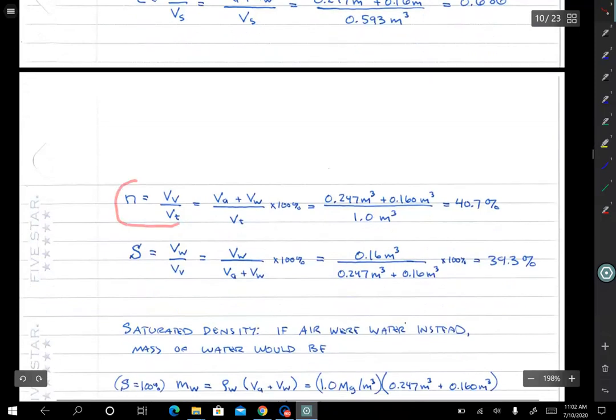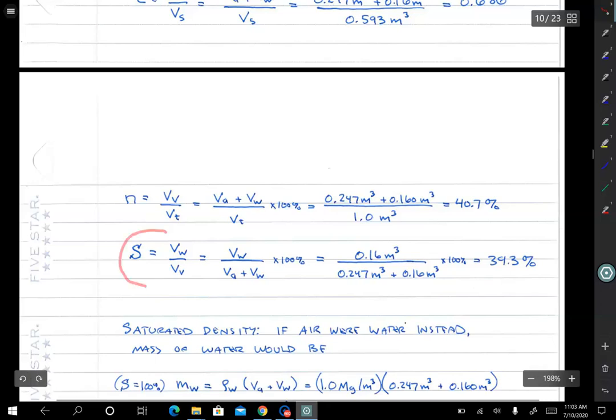Porosity is volume of voids divided by total volume. You can plug these things in, you get 40.7%. So what that means is that by volume, 40.7% of the soil is open space that can either be filled with air or water, whereas 59.3% of the volume is filled with solid particles. So that's how to interpret porosity.